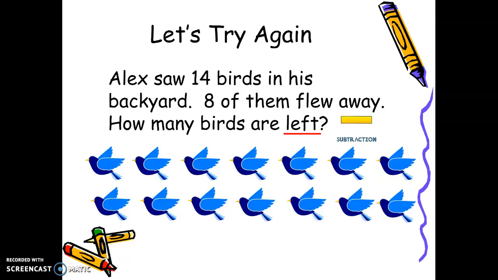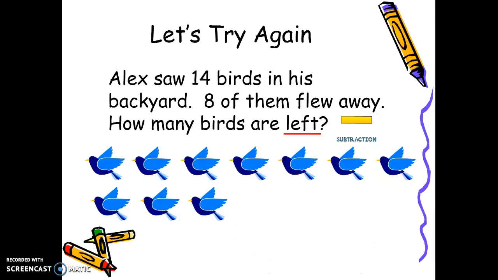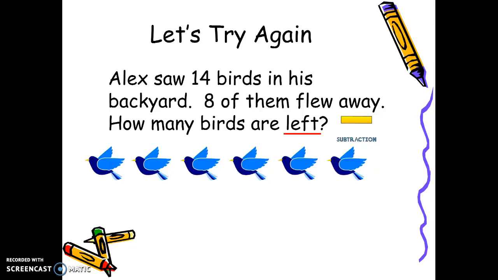Alex saw 14 birds in his backyard. 8 of them flew away. How many birds are left? Our keyword was left, and that tells us that we are subtracting. So let's see. 1, 2, 3, 4, 5, 6, 7, and 8. How many birds do we have left? Let's count them. We have 1, 2, 3, 4, 5, 6 birds left. So our answer is 6. Very good.